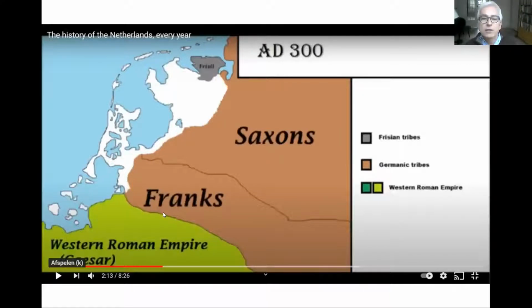In 300 after Christ, the Franks have been invited by the Romans to defend that northern border along the river Rhine. The Romans themselves in the southern part of the Netherlands, and in the east we see the Saxons. The Frisians are still there, but only on a small part of their area. The wide area was too wet, sea level had gone up, and so not fit for agriculture and habitation.